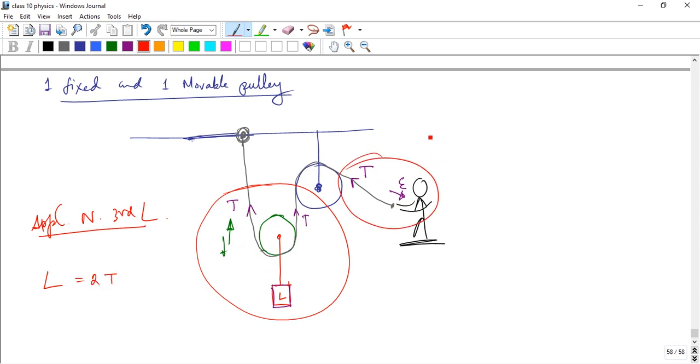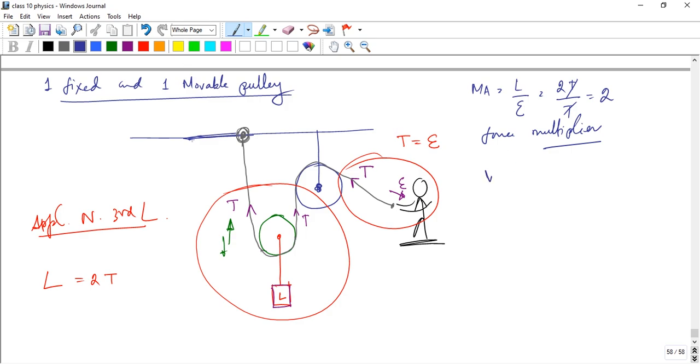Here, applying Newton's third law, we get tension also equal to effort. From mechanical advantage, you know that it is load by effort. Load equals 2T and effort is T, so mechanical advantage is 2. So that is a force multiplier in that system of pulleys.